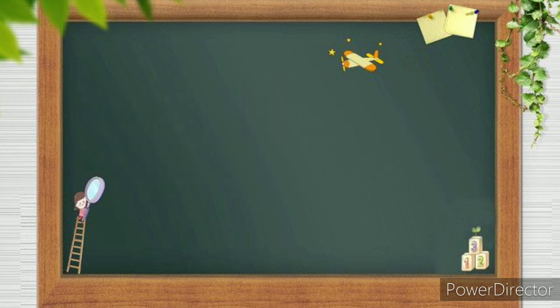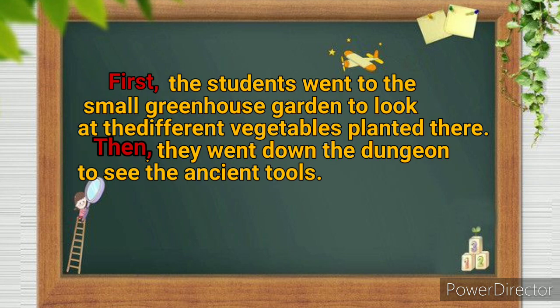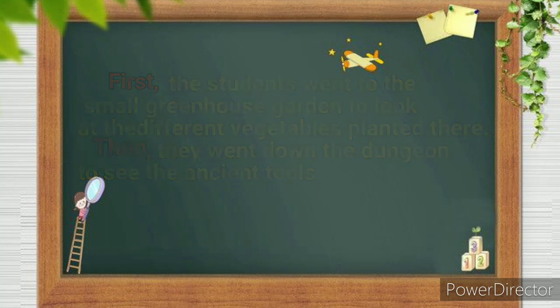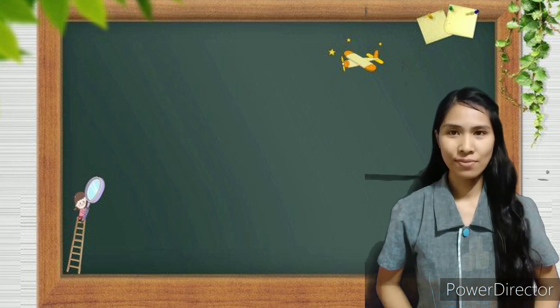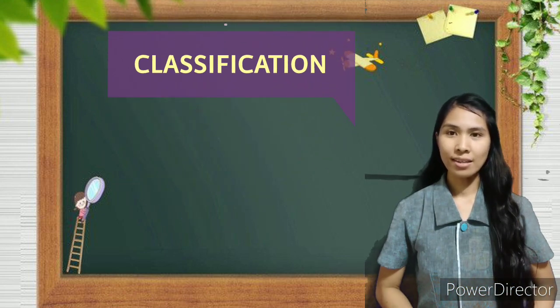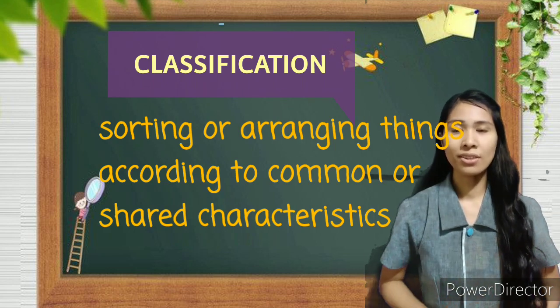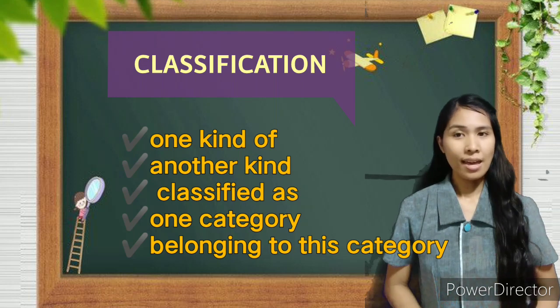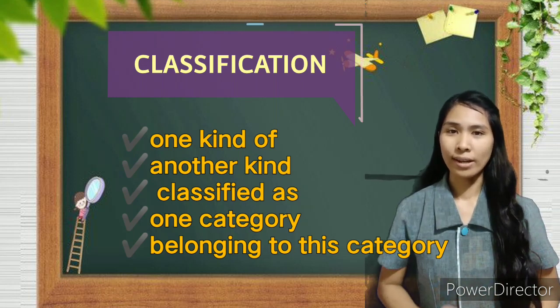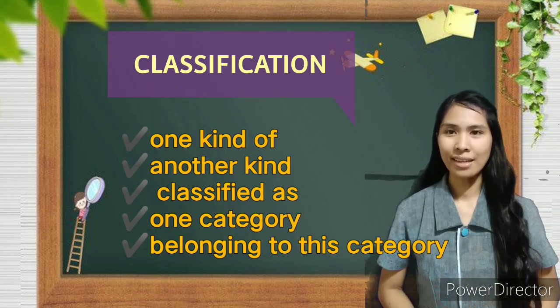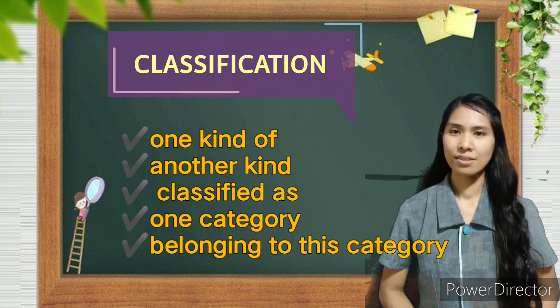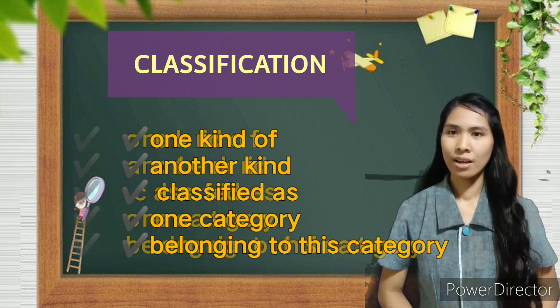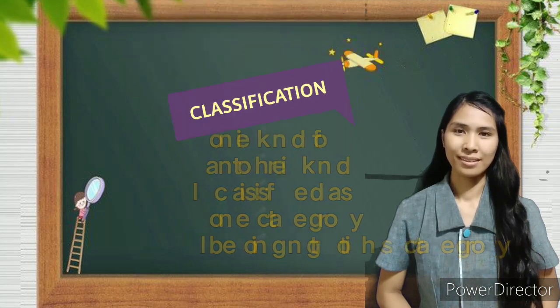What are the signals used in this paragraph? Correct. We have first, then, next, and finally. Also have classification. In classifying, it is sorting or arranging things according to common or shared characteristics. Example signals: one kind of, another kind, classified as, one category, belonging in this category.